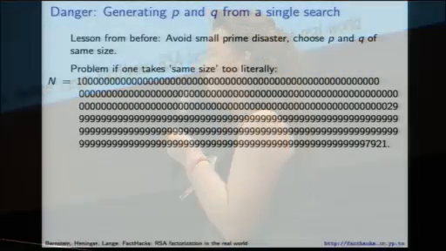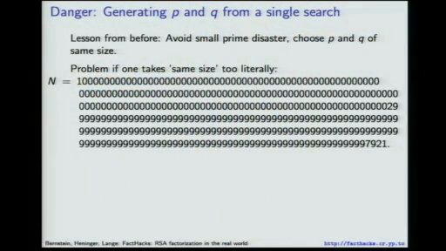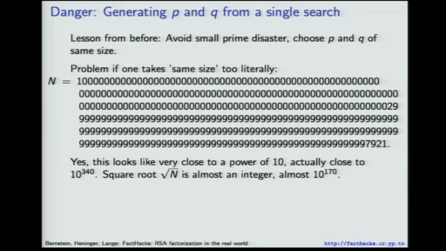To show some method for big factors, here is a big number. This is what I would call factorization by inspection. What's wrong with this number? It is not small, and it won't have small factors, I promise you. But it's a decimal representation, so 9 is the digit before 0, so this looks very close to a power of 10. Actually, it is very close to 10 to the 340. And if you take the square root of it, you almost exactly hit 10 to the 170.